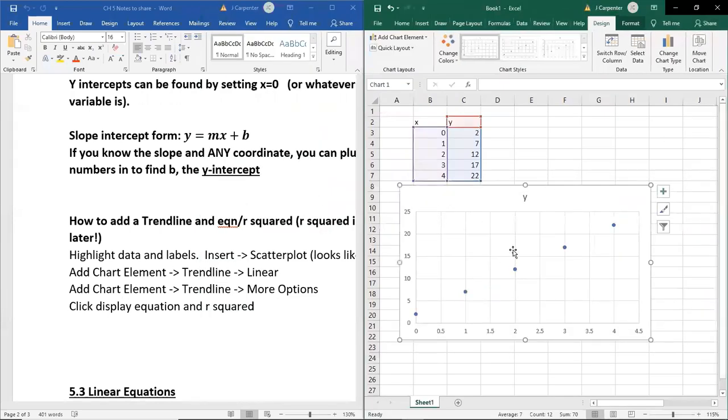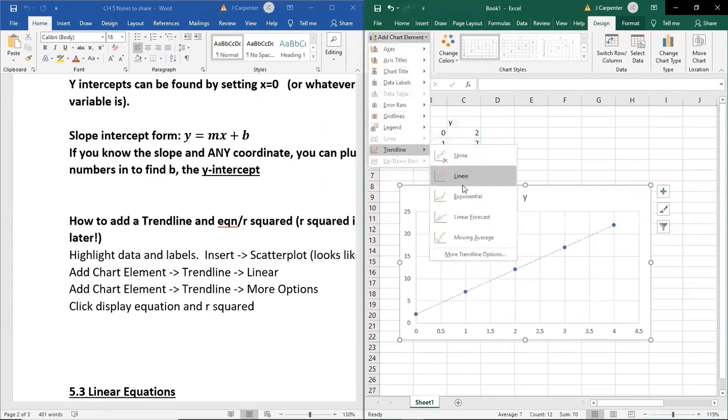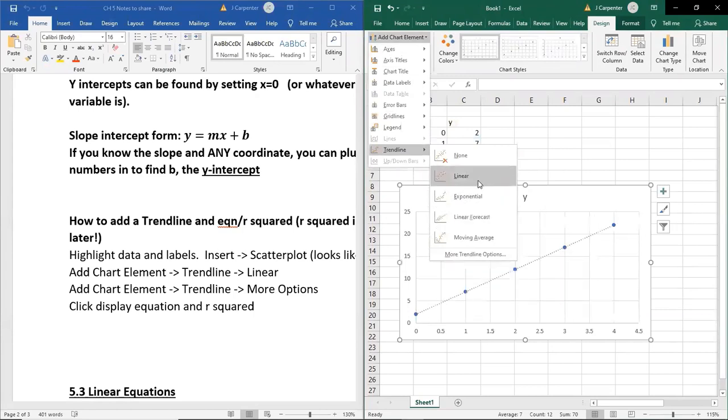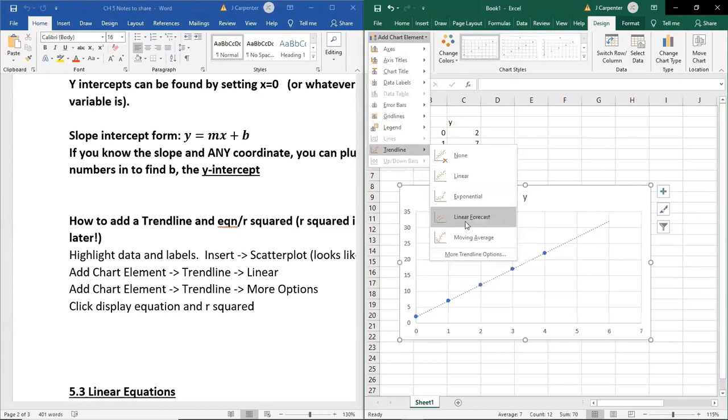Then we say to put in the line, you go to add chart element, trend line, linear. Make sure you're taking these notes down. So add chart element, trend line, and then there's a few options, and I'll even show you how they look. So look at the graph as I'm doing this, and I'm sorry that I'm covering up part of it, but I can't help that. Linear forecast is the same as linear, except it kind of extends it out further.